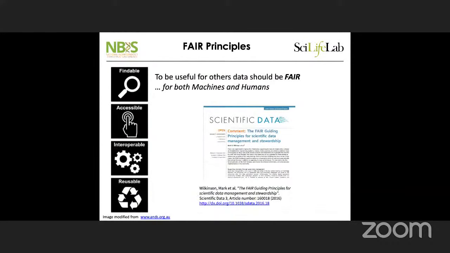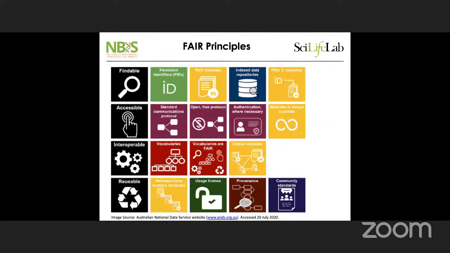So FAIR stands for findable, accessible, interoperable, and reusable. And for data to be useful for others, it should be FAIR. And in 2016, 15 principles were published, and they have since then received worldwide recognition and been adopted by many large funding agencies and organizations, like the European Union, for example. So these 15 principles map onto the four FAIR categories, and the idea is that by following the principles, you ensure that your data is FAIR.